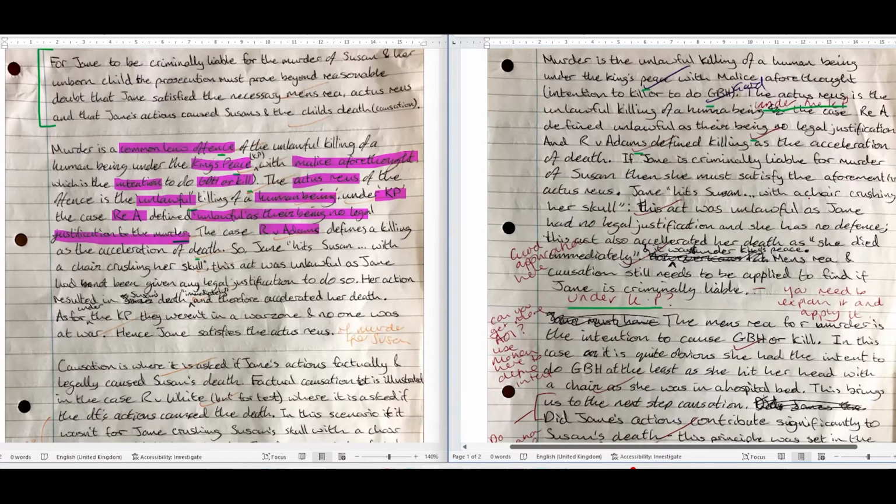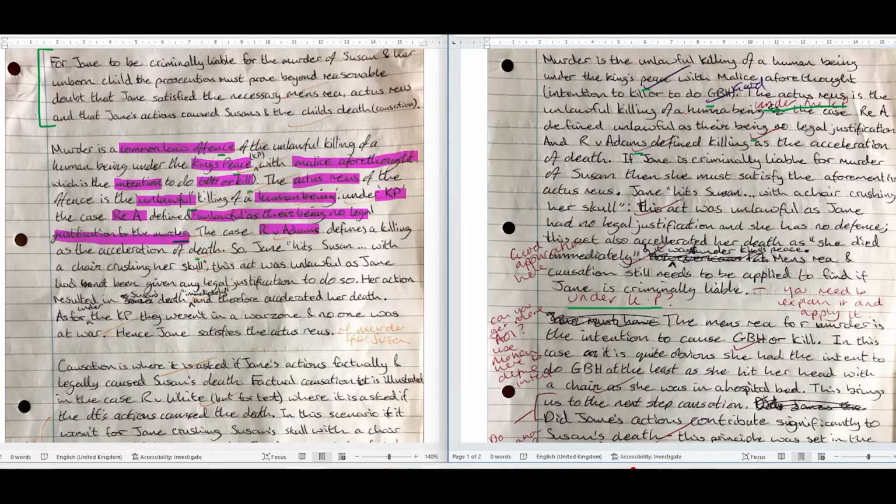Jane hit Susan with a chair, crushing her skull. This act was unlawful as Jane had no legal justification and she has no defence. This act also accelerated her death as she died immediately. It was under the King's peace. Mens rea and causation still need to be applied to find if Jane is criminally liable. It was just mentioned briefly, the King's peace.